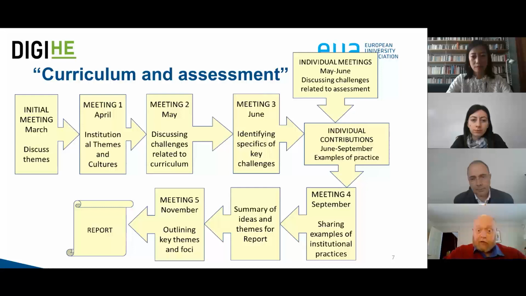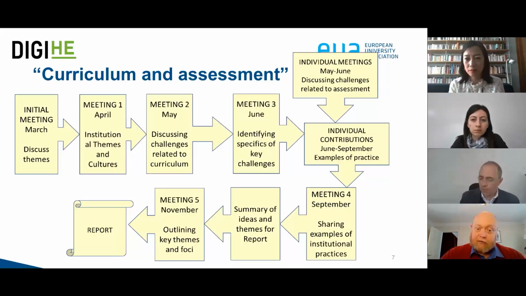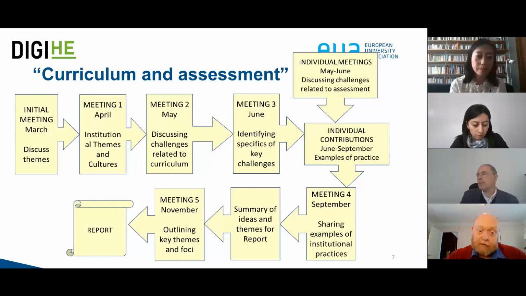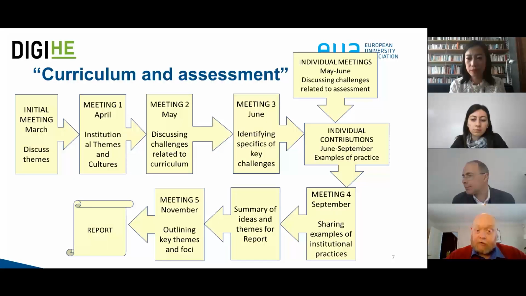So we did a series of online meetings because of the lockdown and the pandemic. We had to have a series of virtual meetings, and this is just a little flowchart showing the different meetings that we had and the sorts of things we did. So we started by identifying a series of key themes and challenges. Then we started looking at specifically challenges associated with curriculum design, challenges then associated with assessment. Then we went out to our institutions, found examples of good practice for each of those, shared them with each other as a group, and from that we developed a series of recommendations that we put into the report at the end.